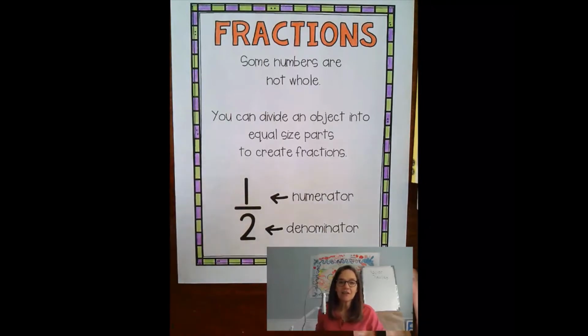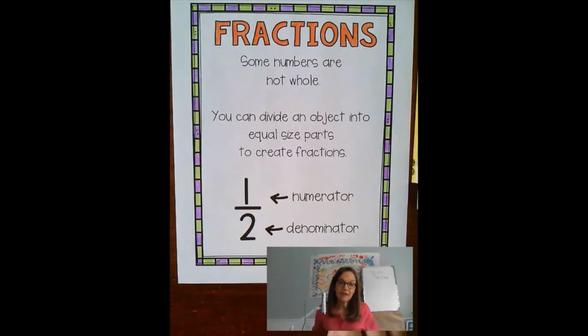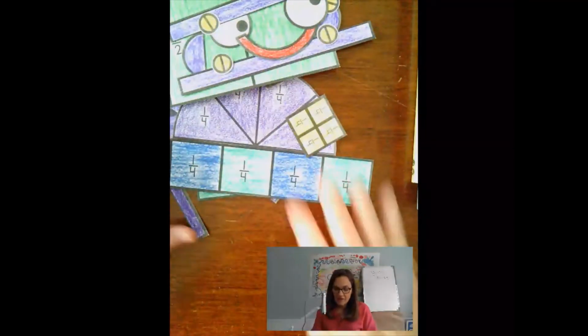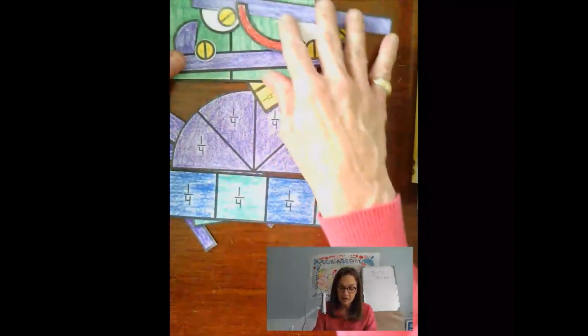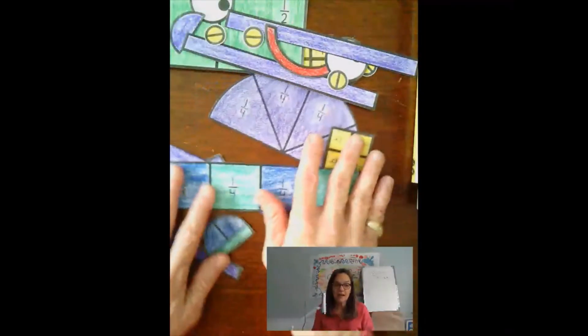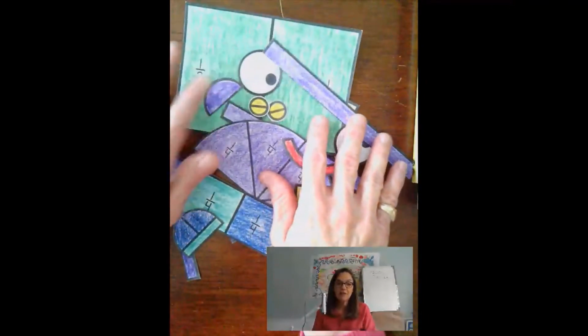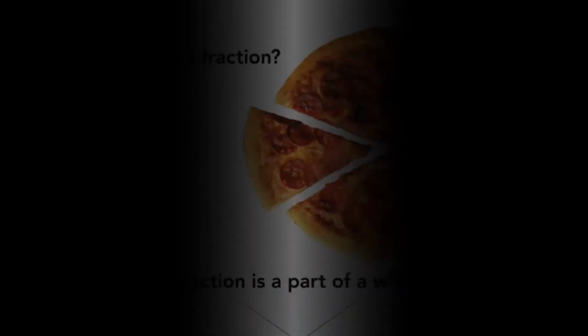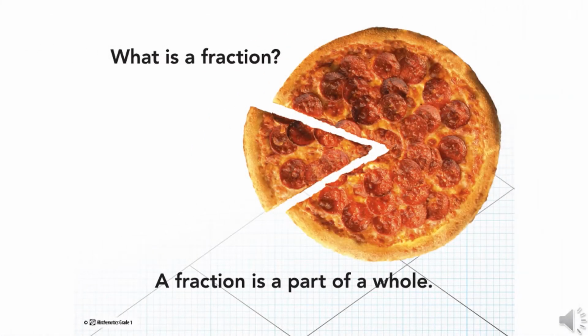So let's look at a little something different for review, and then we'll come back and finish up our fraction unit with this little craftivity. If you haven't already printed out your robot parts and colored them and cut them out, then you can pause the video now and do that, okay? Great. We're just reviewing before we get ready to build our robots.